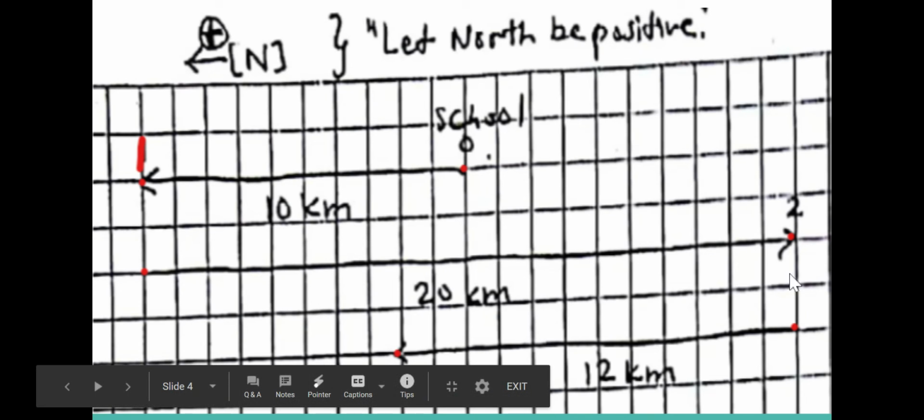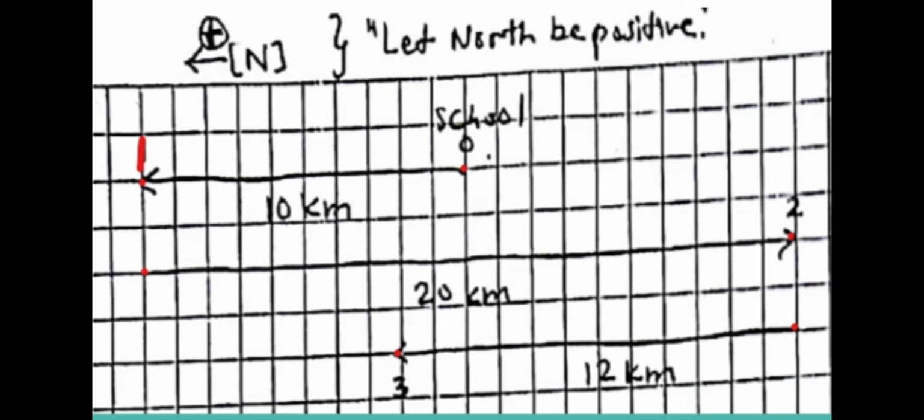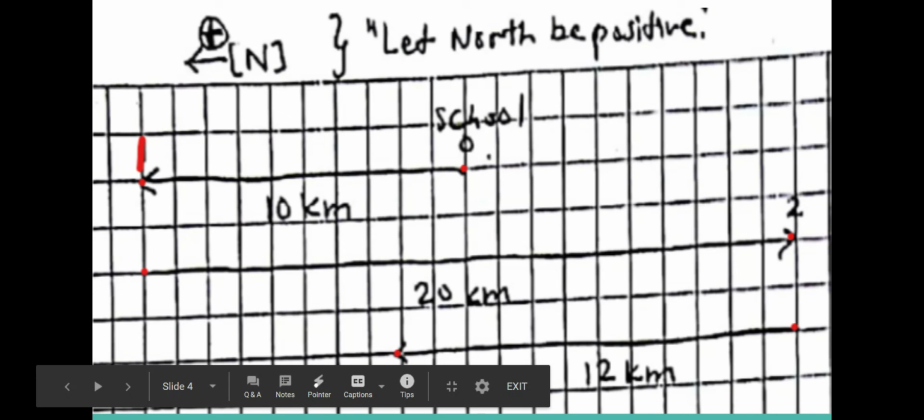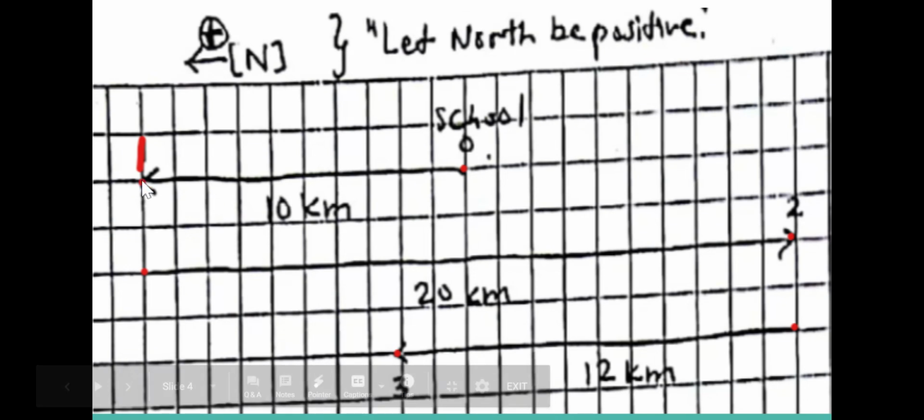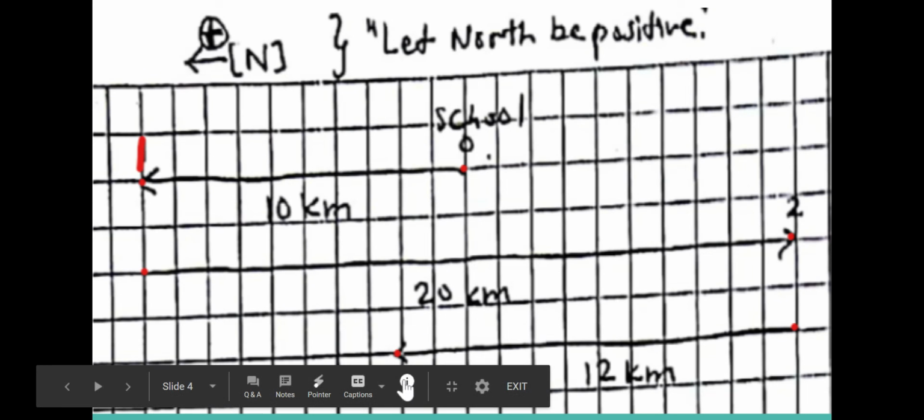And then the third movement, we're going from position 2 to position 3. And that is a 12 kilometer movement to the north again. So you end up just drawing lines, but basically these are arrows that show the direction of the movement, show what's happening. At the end points of the arrows, you have positions.